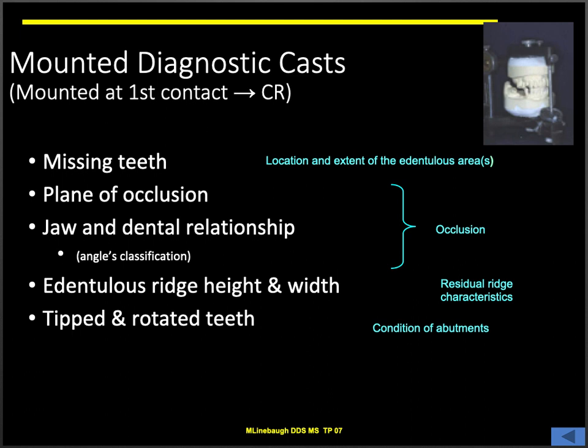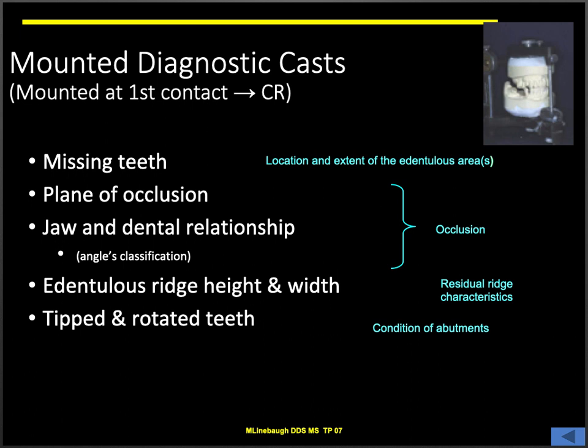When we mount a cast, we will not just know where the missing tooth is. It gives us a better idea of how the occlusal plane looks, how the teeth relate to the jaw, the dental relationship, and the residual ridge height and interocclusal space. So it can tell you where the edentulous area is and how the occlusion looks.